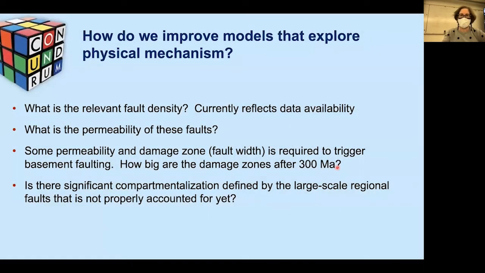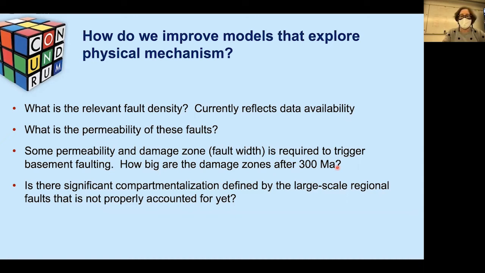Okay, so how do we improve these models? What is the relevant fault density? What's the permeability of these faults? What's the damage zone width? What width of faults should you actually be putting into these models? We assume all faults are the same in these models, and that just can't be true.